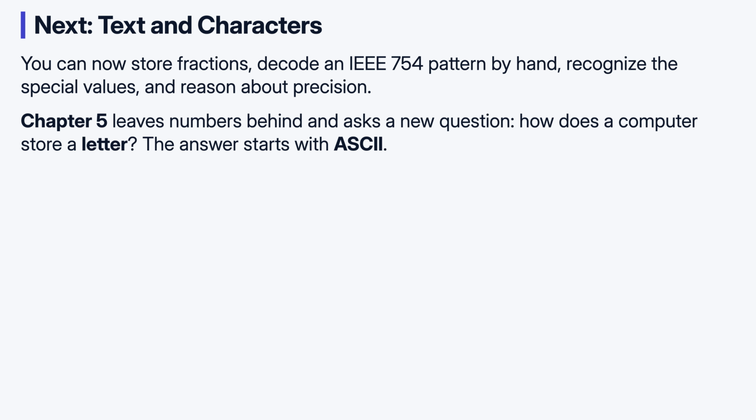That is Chapter 4. You can now store fractions in fixed point, float the binary point with IEEE 754, decode a real 32-bit pattern by hand, recognize 0, infinity, not a number, and subnormals, and reason clearly about precision and its pitfalls. So far, everything has been a number.